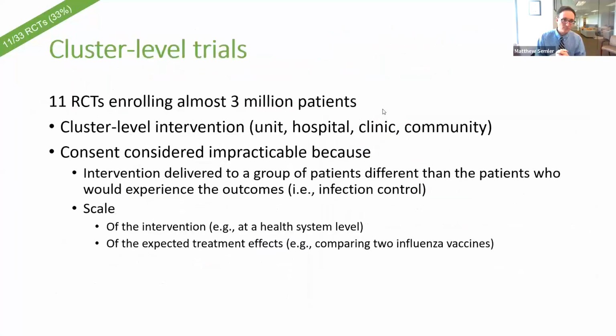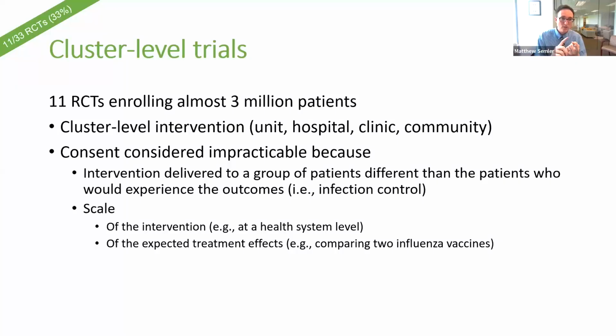Next slide. So what can we summarize about this middle category of these cluster level trials? So these were 11 randomized trials that enrolled almost 3 million patients together. They all had in common that the level of the intervention was the cluster. It was a hospital unit, a hospital itself, a clinic, or a community. And in these trials, consent was considered impractical.